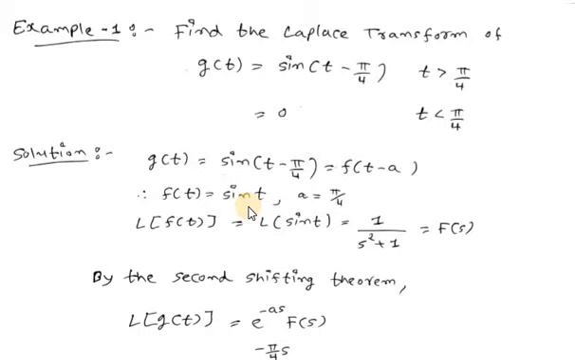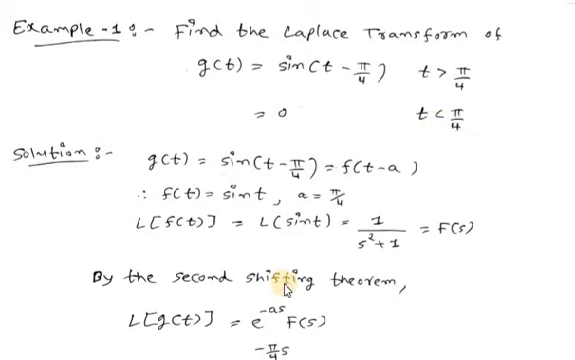So f(t) is what? Sine t, where we have taken a equals pi by 4. Now we have f(t) equals sine t. So Laplace of f(t) will be Laplace of sine t, and Laplace of sine t is 1 over s square plus 1. And Laplace of f(t) is nothing but F(s). So we have F(s) equals 1 over s square plus 1. But we have to find the Laplace transform of g(t), and g(t) is sine of t minus pi by 4 when t is greater than pi by 4, and it is 0 when t is less than pi by 4.